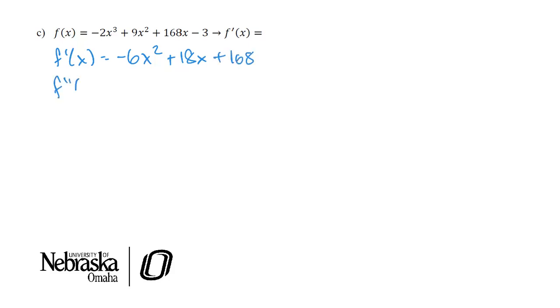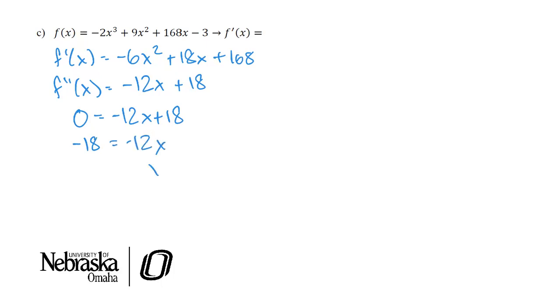And then we want our second derivative to find our inflection point possibilities. And we get negative 12x plus 18. So to find inflection points, we want to set this equal to 0. Subtract 18 from both sides, and we would get x is positive 3/2. So we're going to check our second derivative values to the left and to the right of this.